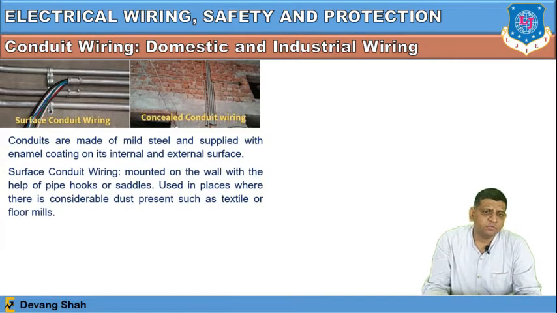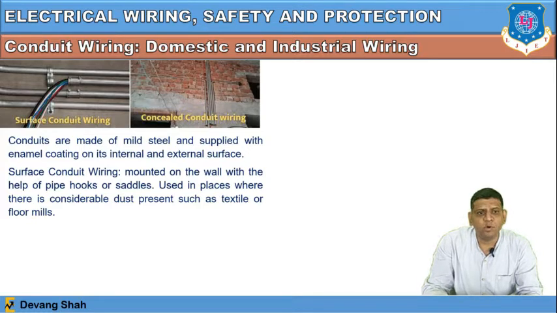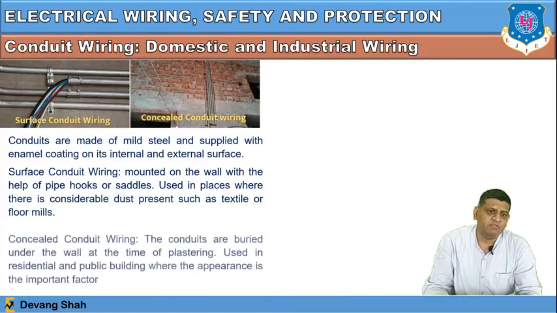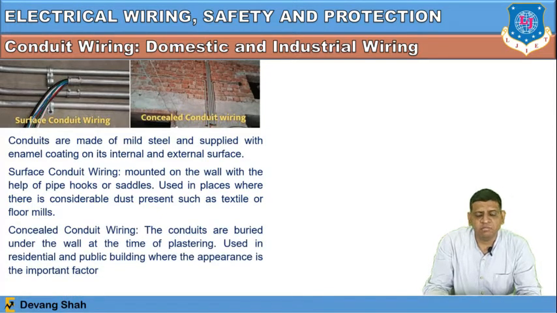So if we talk about surface conduit wiring, it is mounted on a wall with the help of pipe hooks or saddles, as you can see in this image, and is used in places where there is considerable dust present, such as textile or flour mills. In the same way for concealed conduit wiring, we can see at our homes, all the buildings nowadays use this kind of concealed conduit wiring.